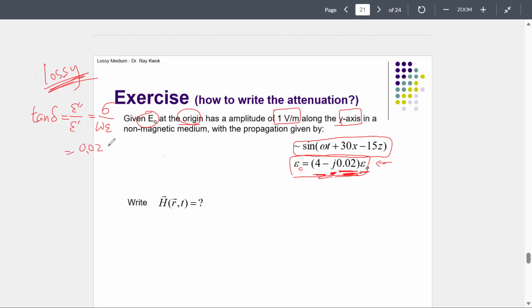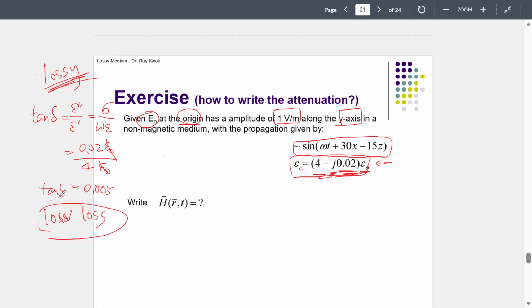I know the epsilon naught cancel, but I want to tell you the epsilon double prime includes the epsilon naught. Epsilon prime is 4, which is the relative dielectric constant, times epsilon naught. Of course, this cancels. And this is 1 over 200, so 0.005, right? Less than 1%, so I know this is low loss.